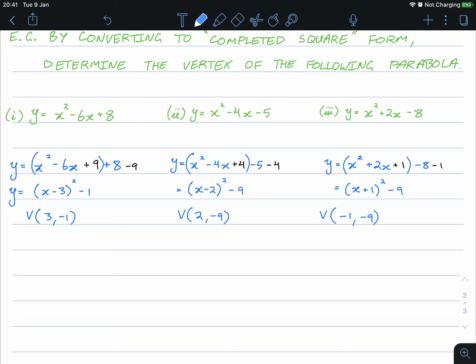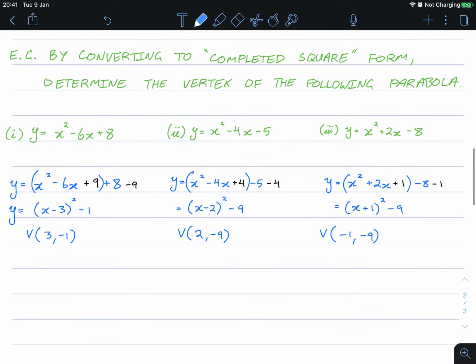So I hope that gave you an insight into the completed square form, or the vertex form, of a parabola.